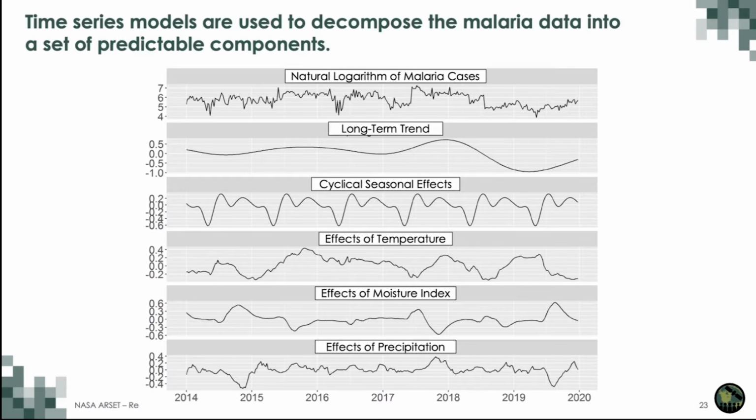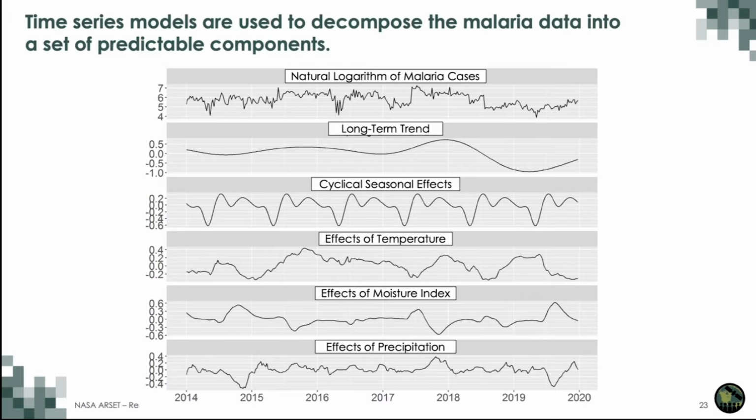When we apply time series models, what they generally do is they take one of these complex time series and try to decompose it into predictable components. Rather than get into a lot of the math behind that, I've got a picture here that I think will illustrate that well. If we look at that time series of malaria cases at the top, we can look at it as essentially a sum, an aggregation of different time series components.